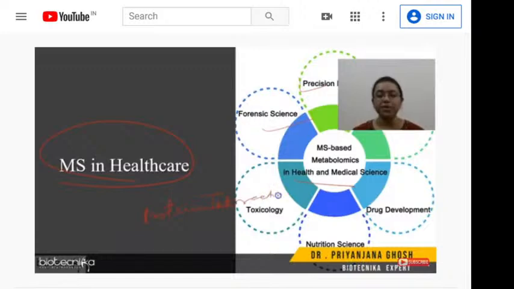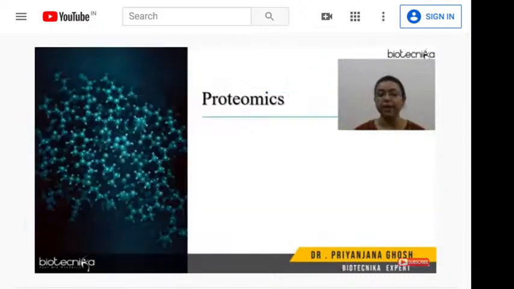Number one will be protein interaction. Number two will be categorizing protein expression. I'm writing in short. And the third one will be locating sites of protein modification. These are the three pillars, I would say, upon which the entire application of mass spectrometry depends. For this, it has really gained a lot of popularity in the healthcare sector.